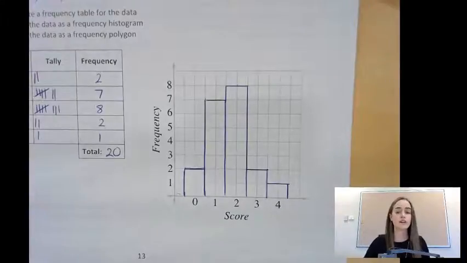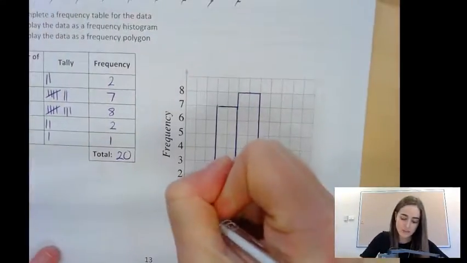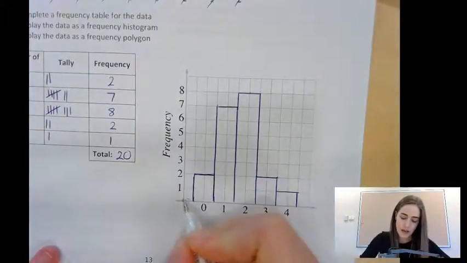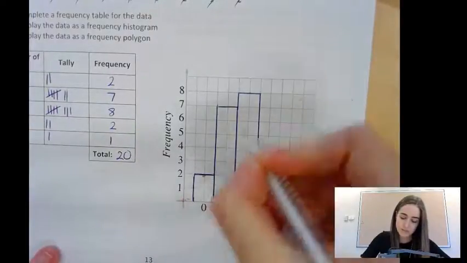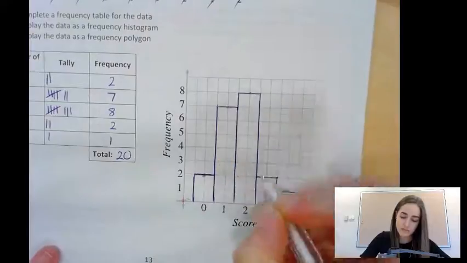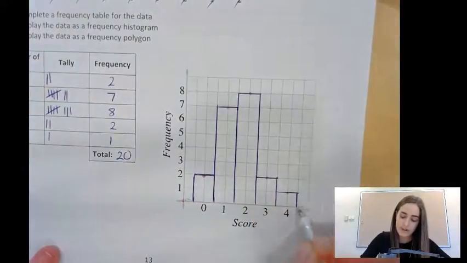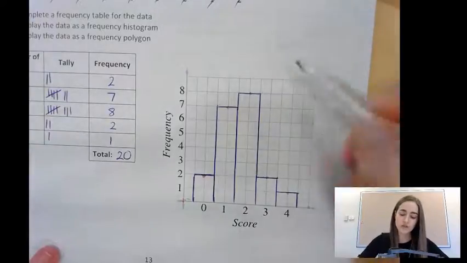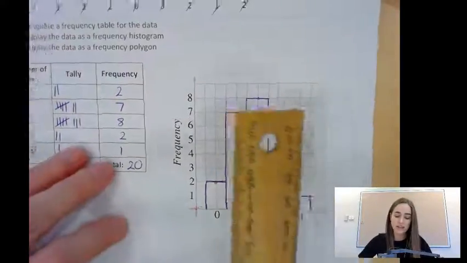Then I'm going to grab a different coloured pen to do my polygon. So your polygon always starts down in the bottom corner here, and it goes up to the middle of the column, then to the middle of the next column, all the way along, and then half a column out, it comes back down to the axis. So we're going to join each of those dots together with a straight line.